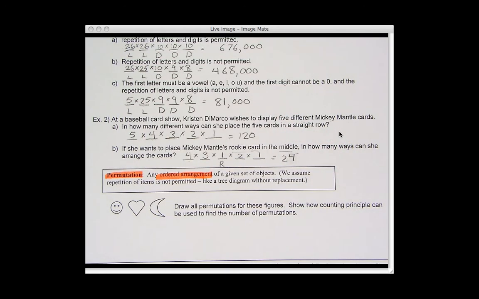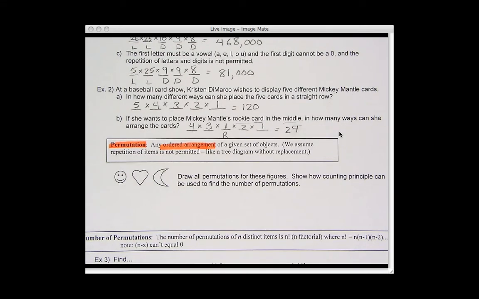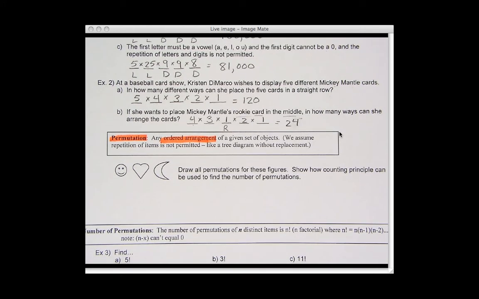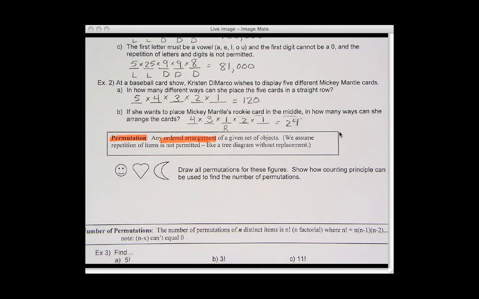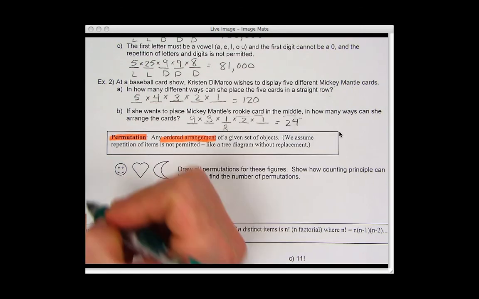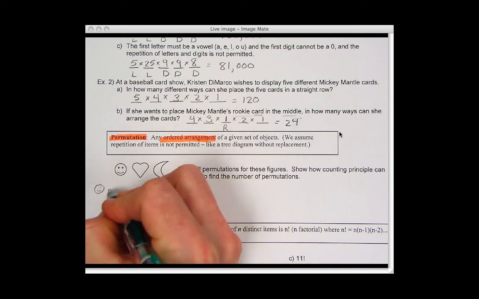So if we have the 3 objects, a happy face, a heart, and a moon, there are 3 different objects, and we want to see how many permutations there are for these 3 figures. So basically, we want to put these in all the different orders that we could see it. So 1, we could see it in the order that it is.